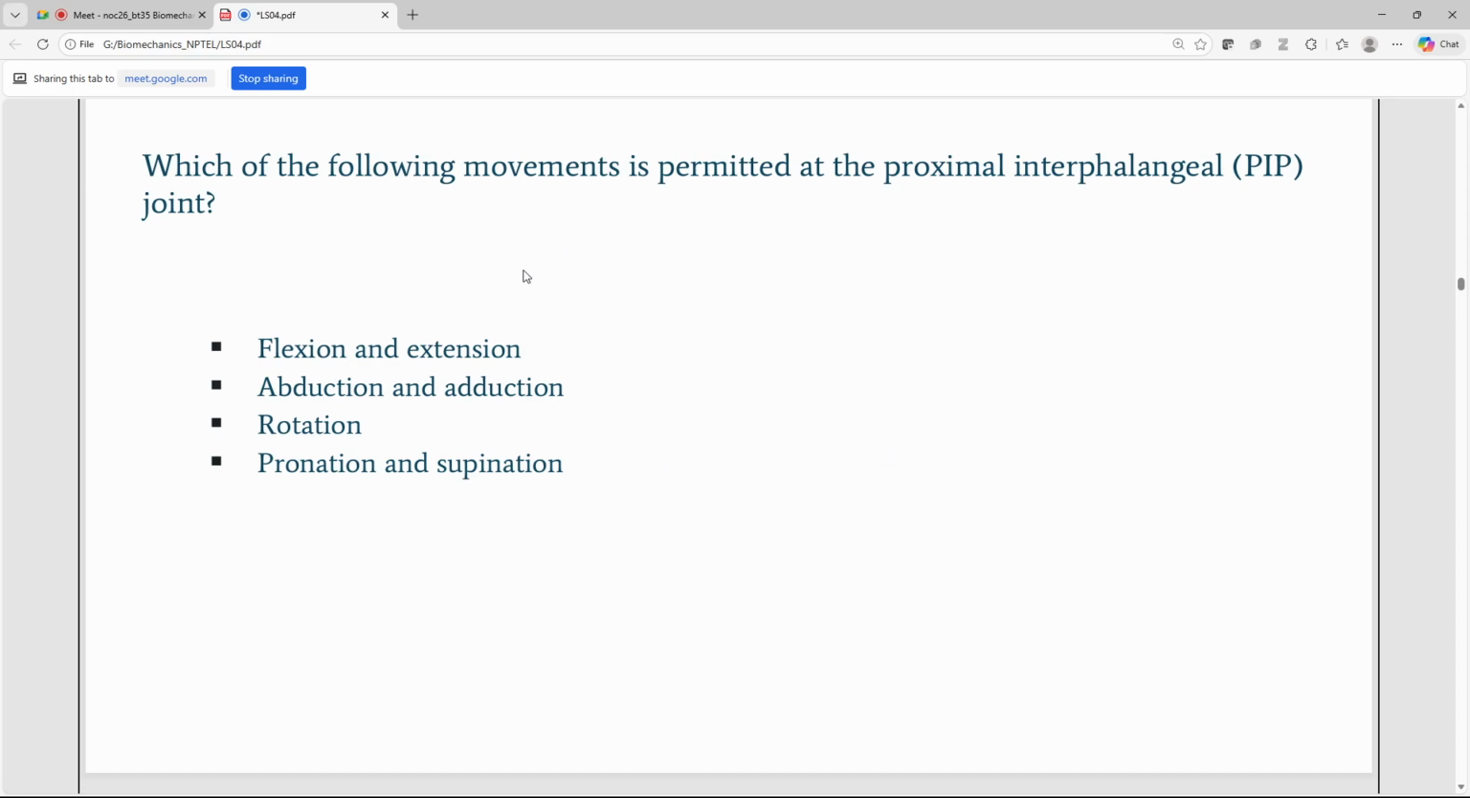Next question: which of the following movements is permitted at the proximal interphalangeal joint, that is the PIP joint? Options are flexion and extension, abduction and adduction, rotation, pronation and supination. Which of the following motions are permitted at the PIP joint, that is the proximal interphalangeal joint?